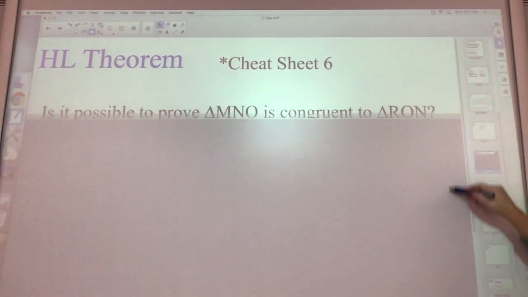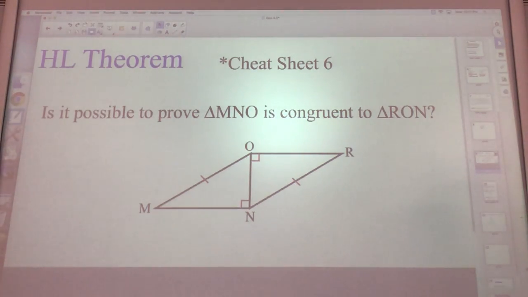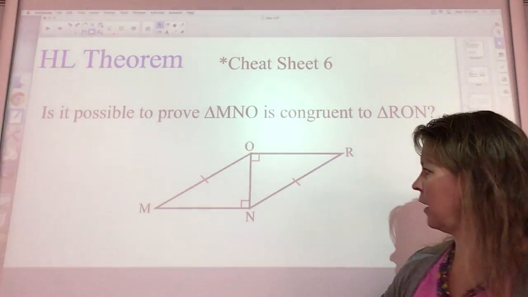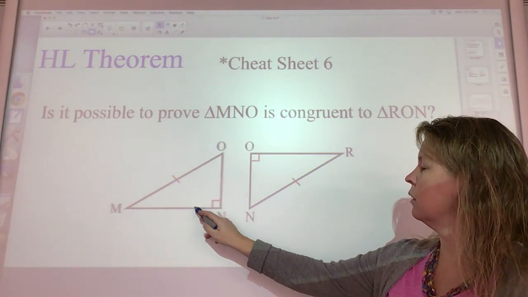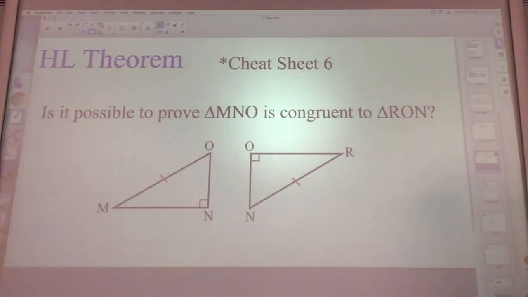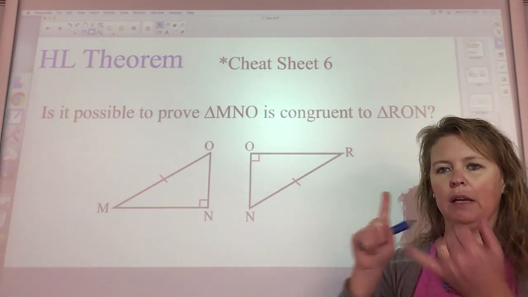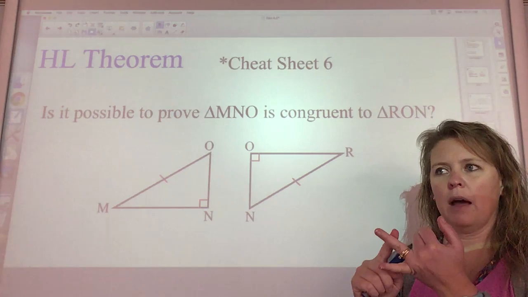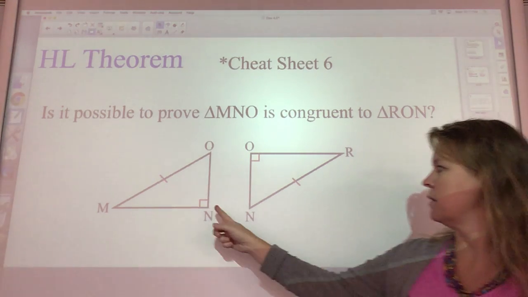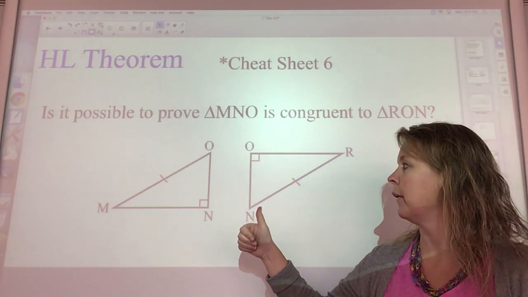So in looking at an example problem, is it possible to prove triangle MNO, this triangle over here, is congruent to triangle RON? We like to call him Ron. So we're taking these two triangles, and of the three things we need: a right angle, a hypotenuse, and a leg. Taking a look, we definitely have the right angles, so good, it's a right triangle.